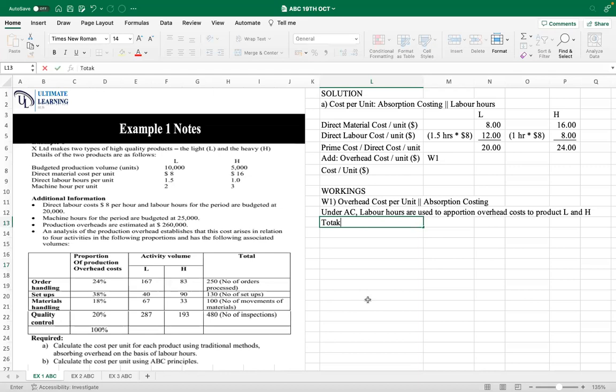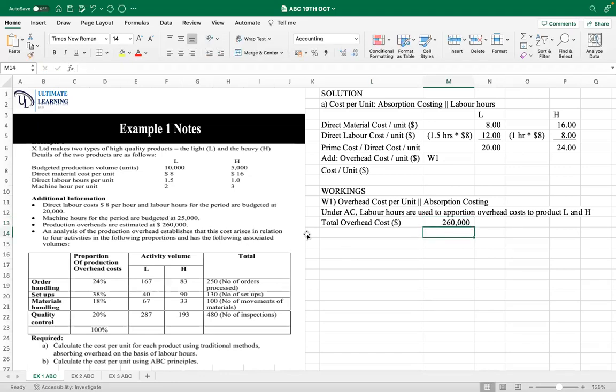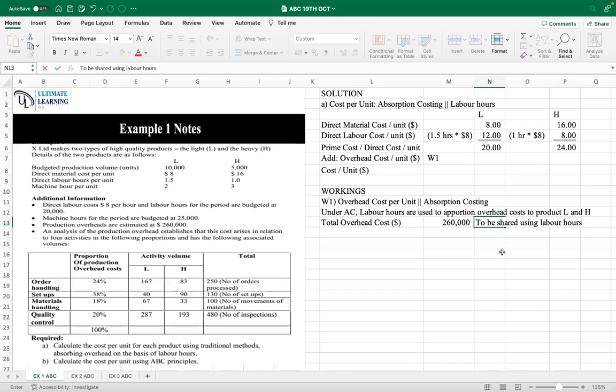So what is the total overhead cost? Total overhead cost, which of course is in currency form. Our total production overhead costs are estimated at 260,000. You have it there. Now we want these to be shared using labor hours. That is our objective, to share these 260,000 using labor hours.